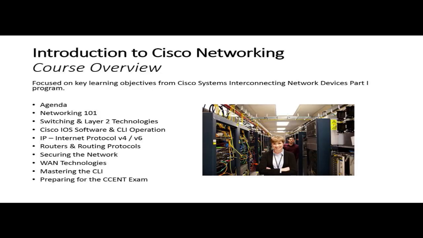We're going to be focusing on key learning objectives from Cisco Systems ICND1 program. We're going to talk a little bit about Networking 101, the fundamentals and mechanics of networking. We're going to dive into switching and layer 2 technologies. And then we get into Cisco iOS software and CLI operation. Then we're going to talk in depth about IP, or Internet Protocol version 4 and version 6. Let's talk about both of those. Then we're going to talk about routers and routing protocols. Then we dive into securing the network, WAN technologies, mastering the CLI, and finally preparing for that CCENT exam.